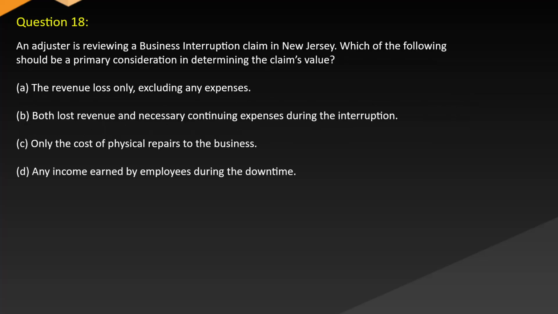Question 18. An adjuster is reviewing a business interruption claim in New Jersey. Which of the following should be a primary consideration in determining the claim's value? A. The revenue loss only, excluding any expenses. B. Both lost revenue and necessary continuing expenses during the interruption. C. Only the cost of physical repairs to the business. D. Any income earned by employees during the downtime.